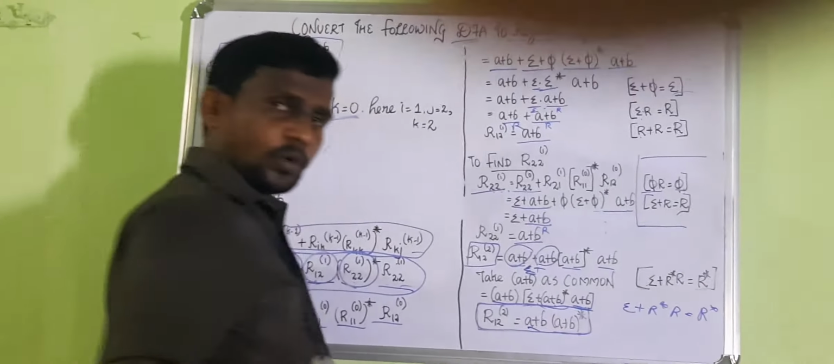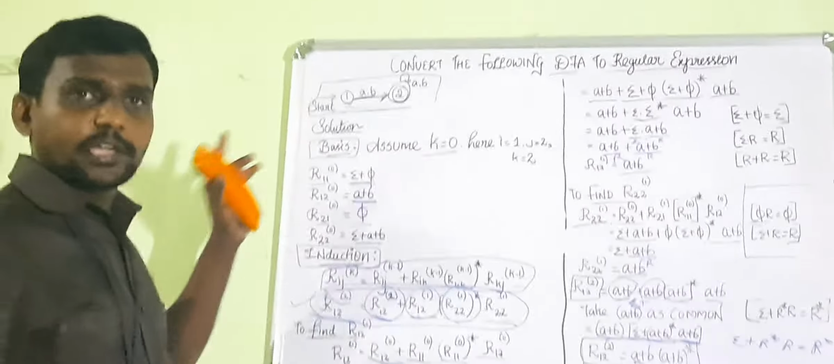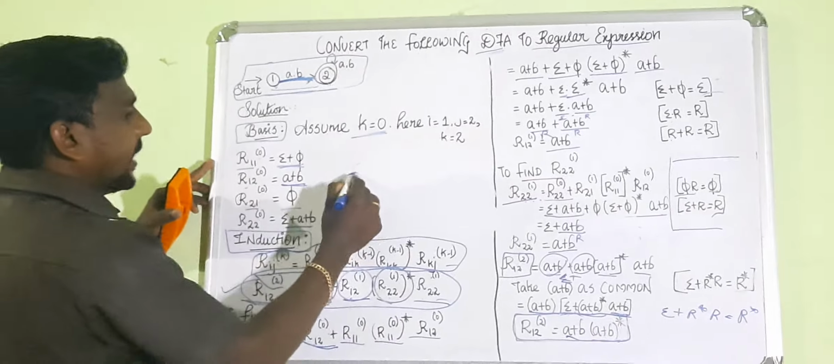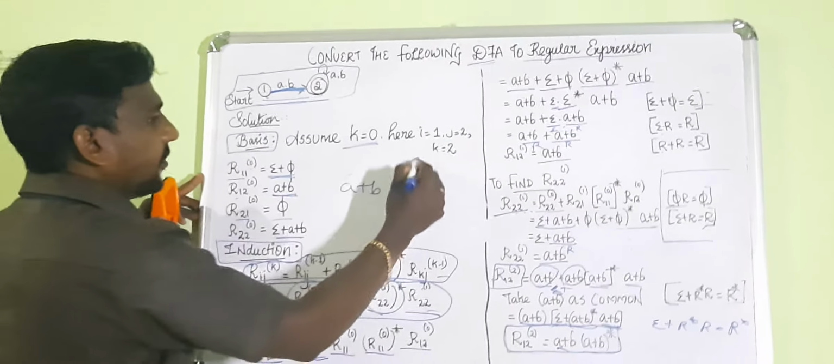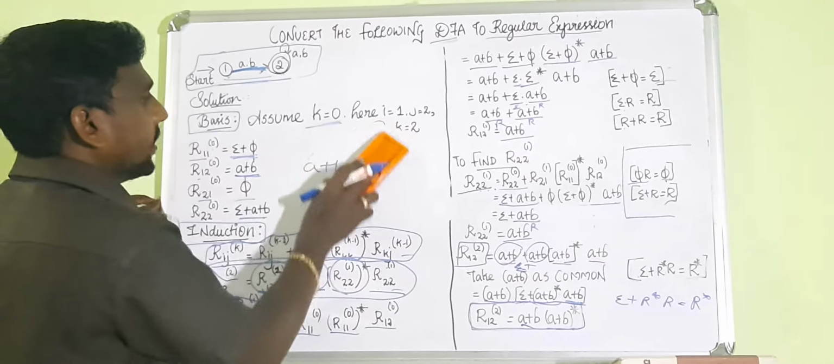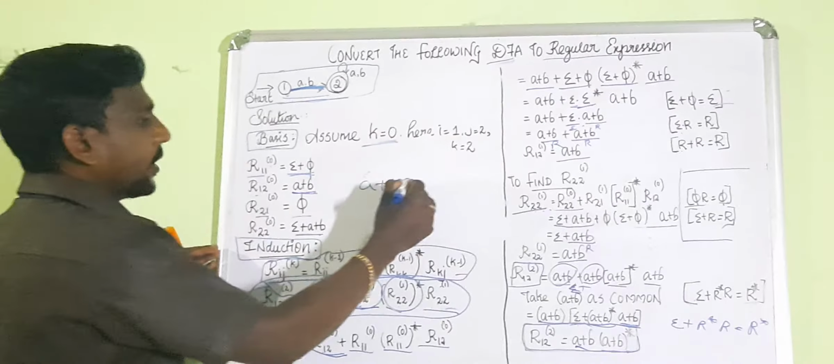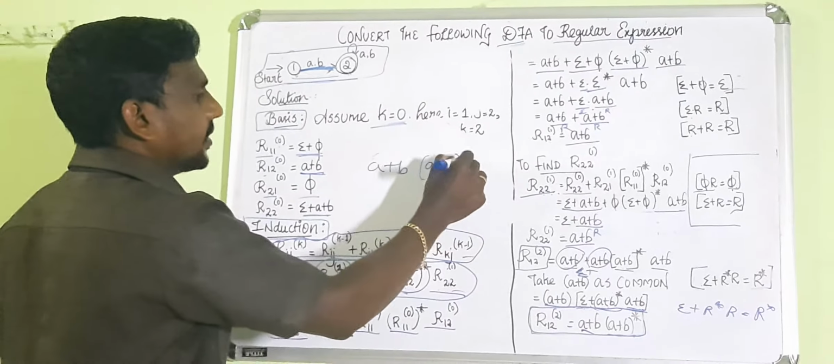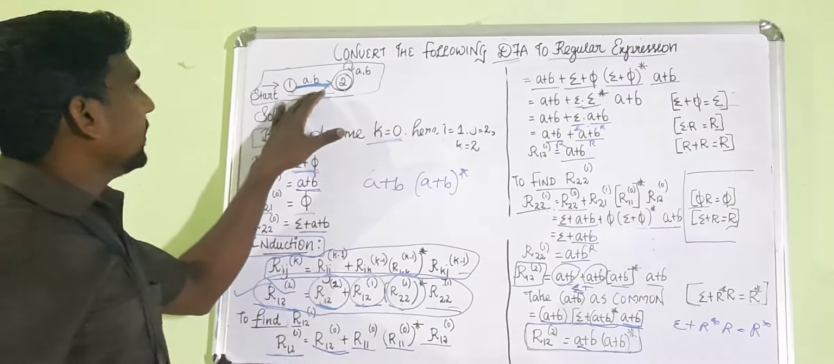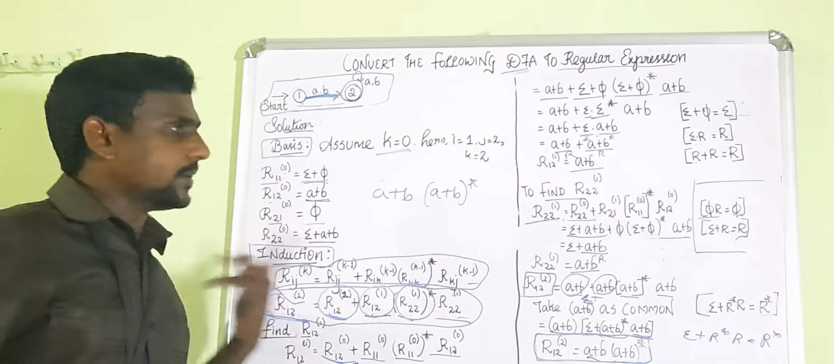Once again I will tell you, we can check this answer in this diagram. See how I told you, this a comma b means a plus b. If it is like this, a comma b means a plus b the whole star. In the diagram, see, a plus b into a plus b the whole star. Before doing the problem, we can guess the answer by seeing this transition diagram. If it is 2 states, yes, but 3 states is somewhat difficult.